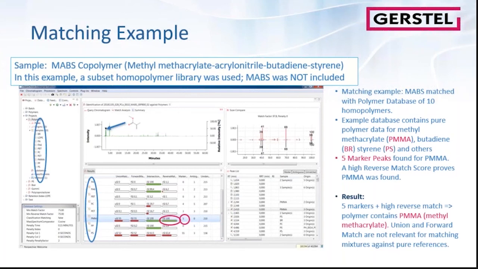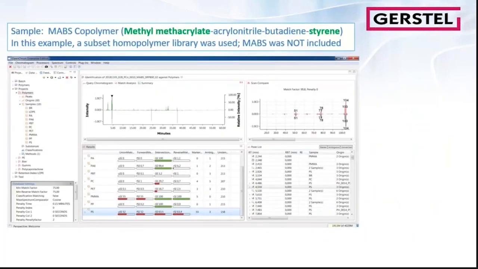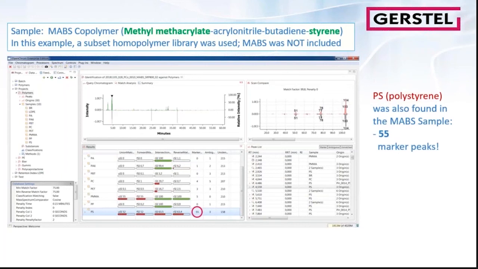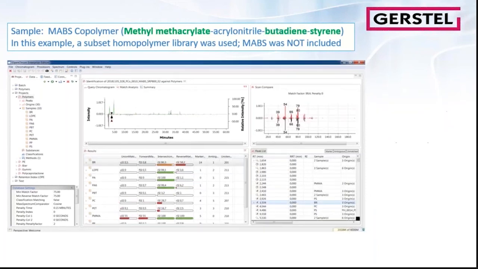And that's the way we can go through the other lists, or through the complete list of markers. For example, the next entry with a high marker number is here polystyrene. It has 55 markers here. This is a strong hint that polystyrene is really present in our sample. This is here the monomer, and then the reverse match is also high enough, 63%, and together with the markers, I can say polystyrene is in.